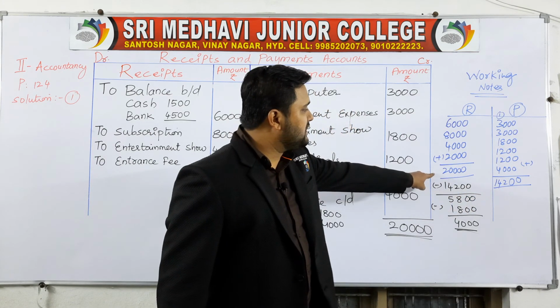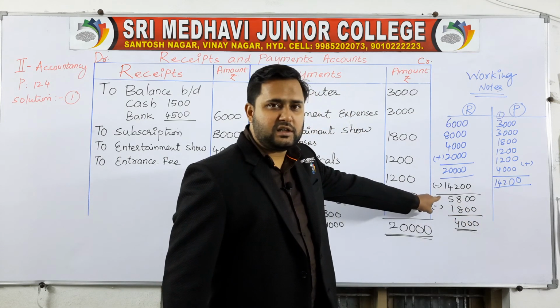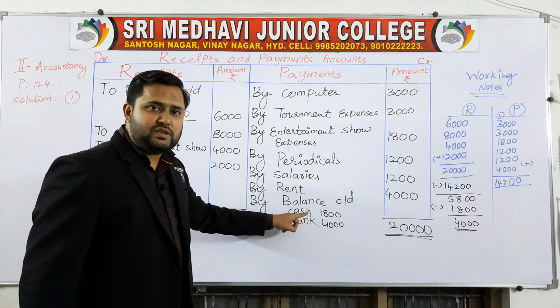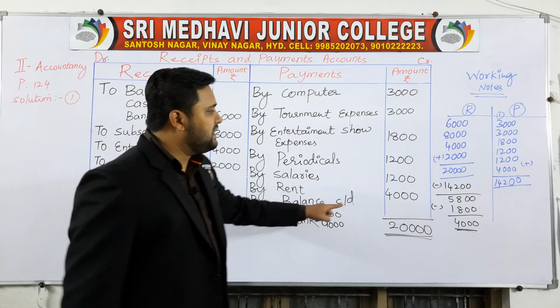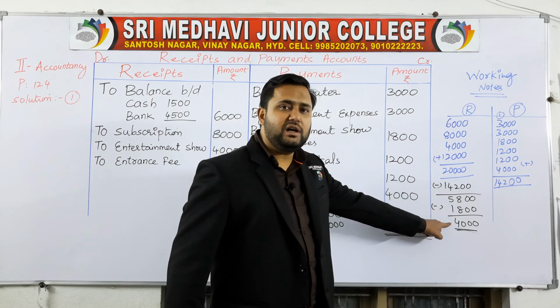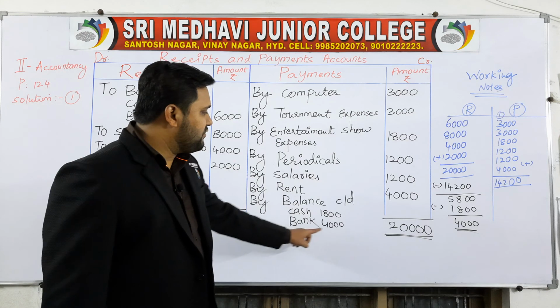From 20,000 minus 14,200 you will get the answer 5,800. Out of this 5,800, minus the cash mentioned in the question, the closing cash of 1,800. From 5,800 minus 1,800 you will come to know the closing balance of bank. So the closing balance of bank is 4,000 rupees.